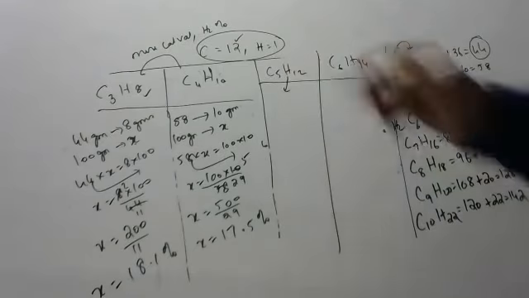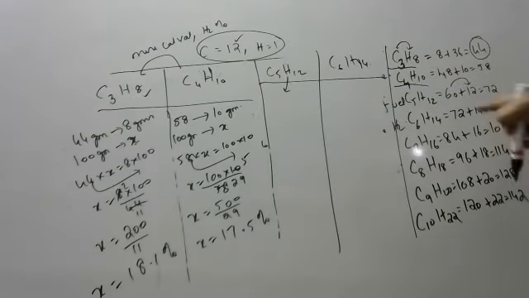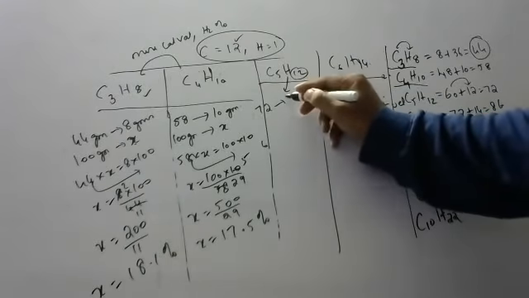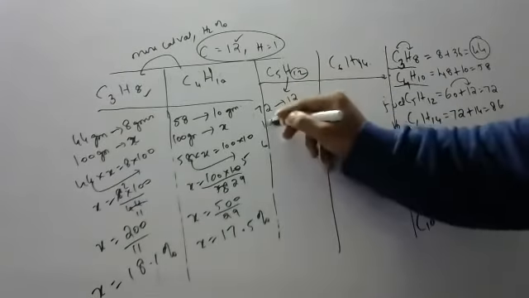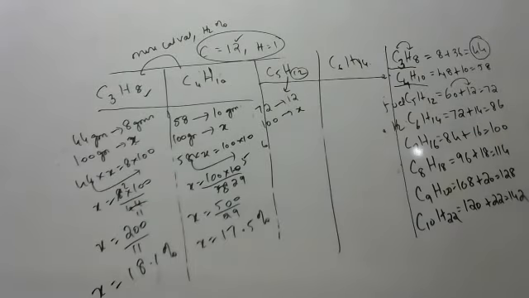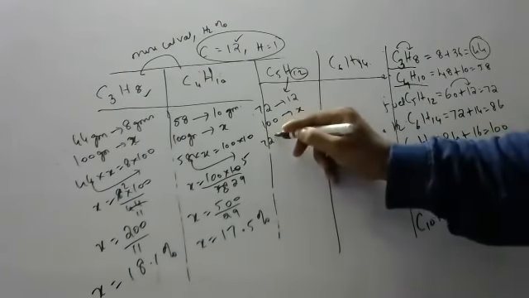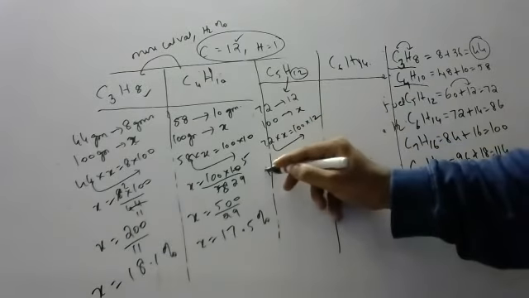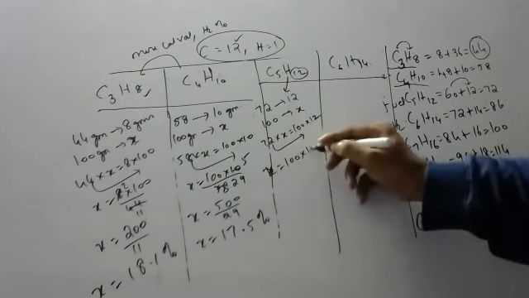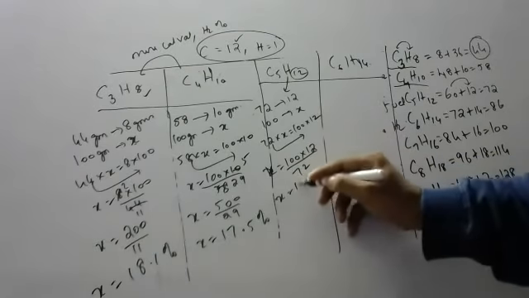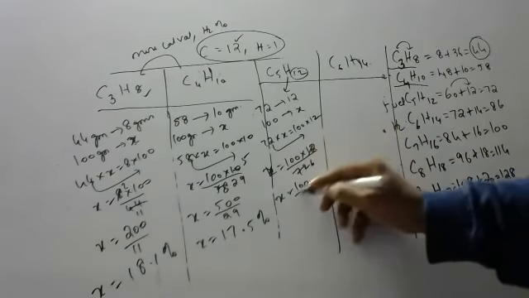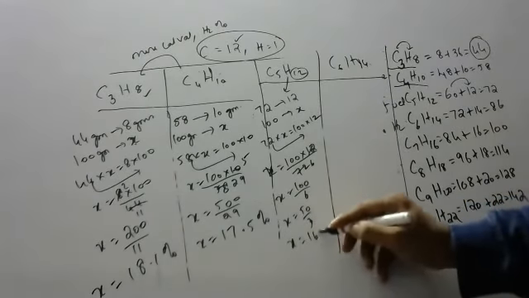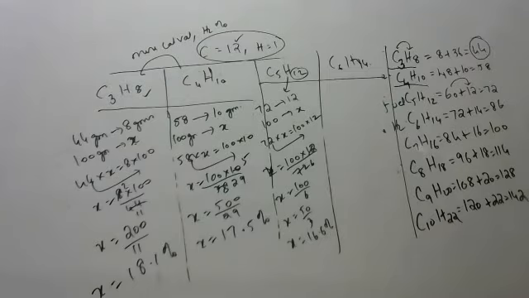Okay, Hansika, C5H12. How to find out the percentage? Sir, 72 has 12 grams of hydrogen. 100 has how much? It has x. So 72 into x is equal to 12 into 100. X is equal to 100 into 12 by 72. X is equal to 100 by 6, 16.67 percent.